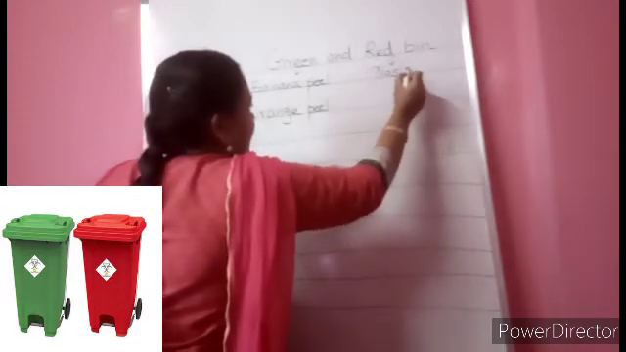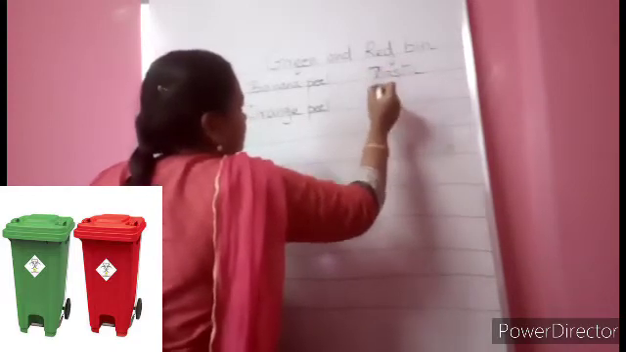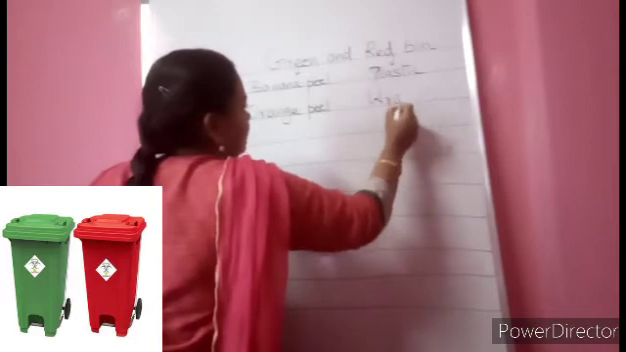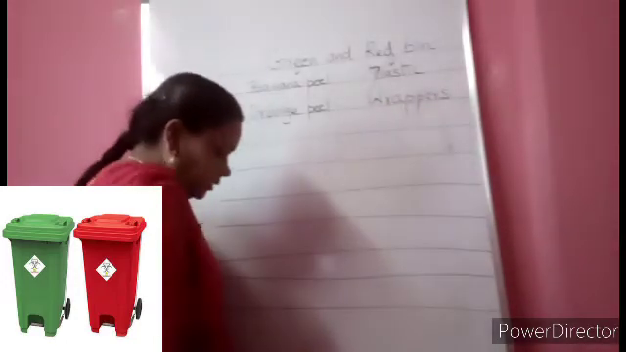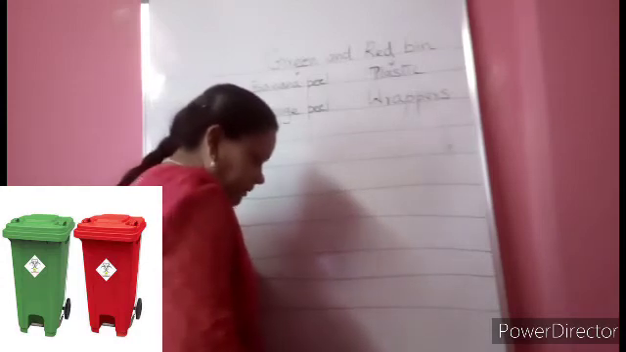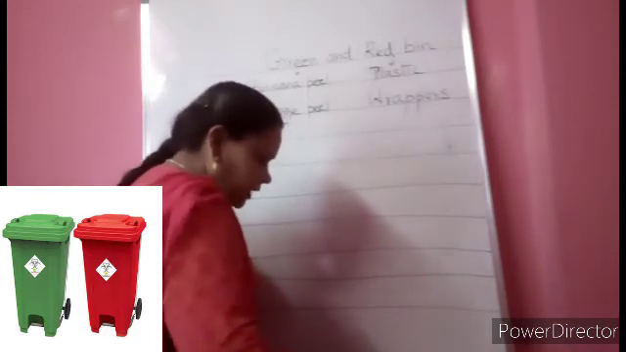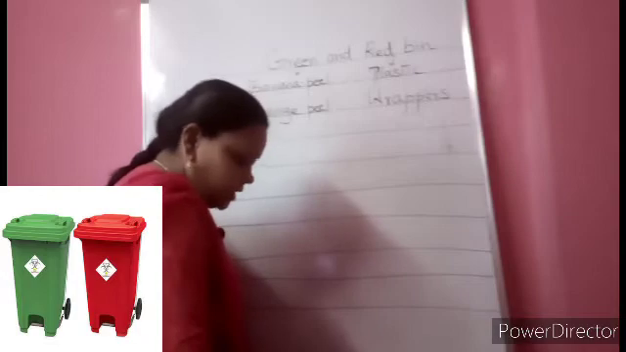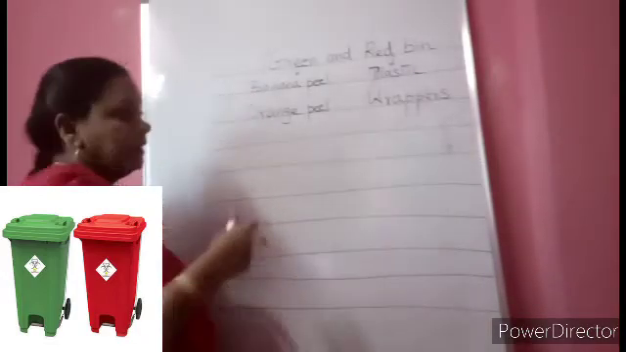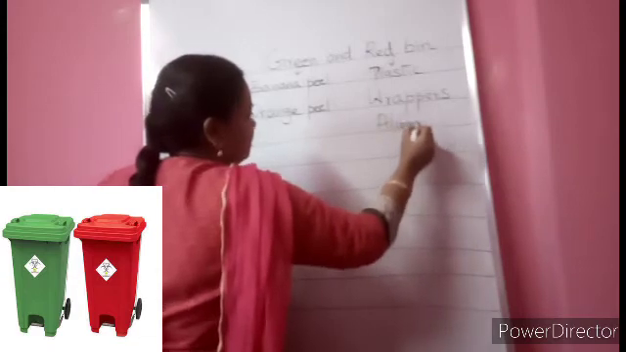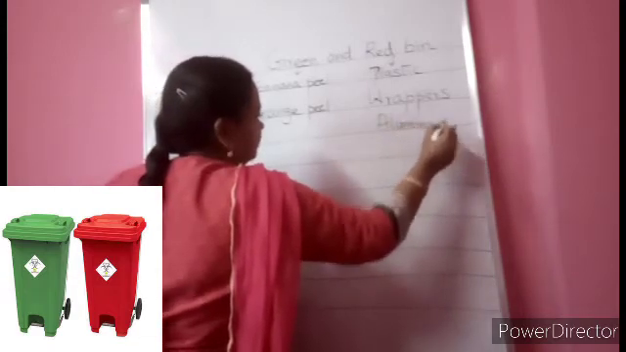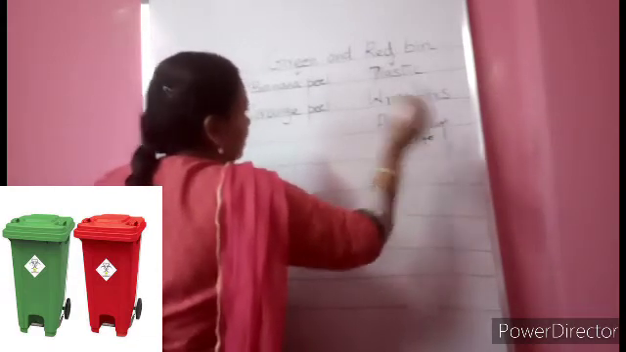Plastic. And the wrappers, any type of wrappers we use, all of those should go to the red bin. And then what about this aluminum foil which I showed you? Aluminum foil, which we use, also goes to the red bin. Aluminum foil should go to the red bin.